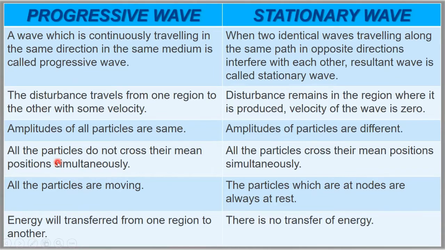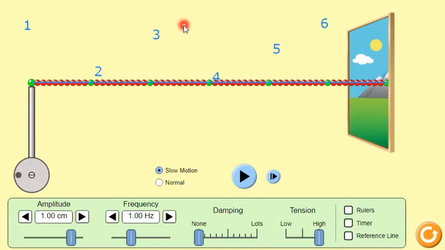Now, the fourth point: in a progressive wave, all the particles do not cross their mean position simultaneously, while in a stationary wave, all the particles cross their mean position simultaneously. So in order to understand this point, let us see this simulation again.